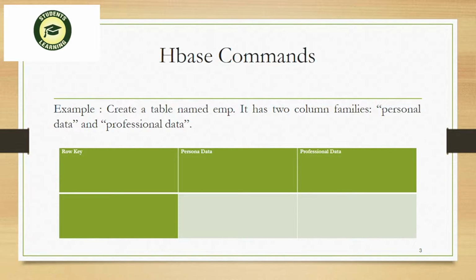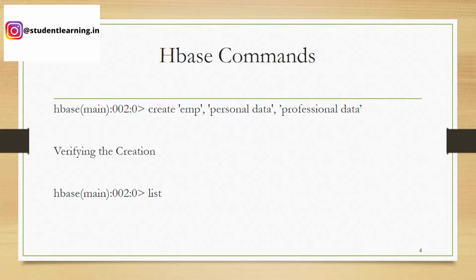So in this scenario there are three columns. First is row key, second one is personal data. Personal data is a column family and professional data is another column family. For this we can simply write create, table name, comma, and mention column family 1 and column family 2, like personal data and professional data.